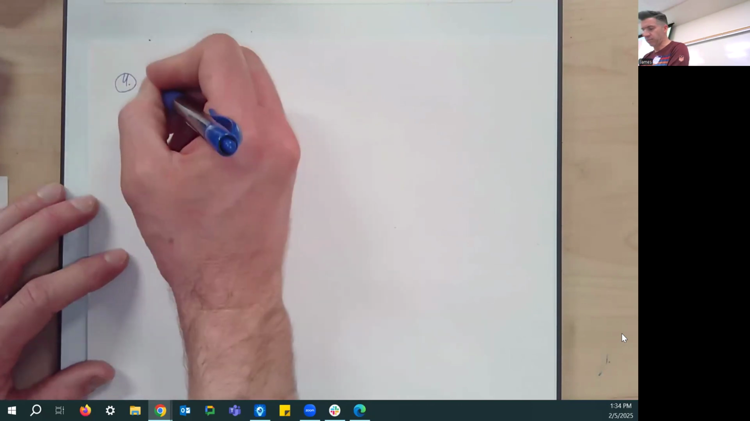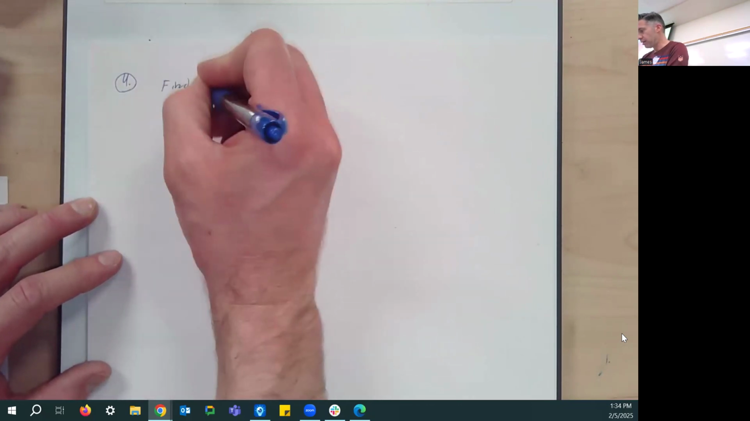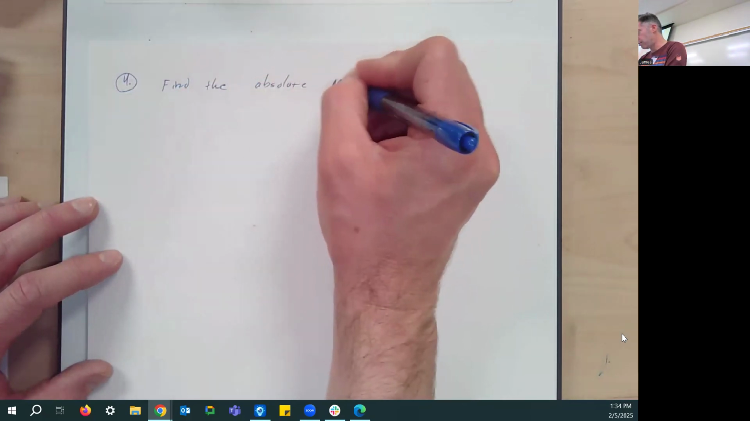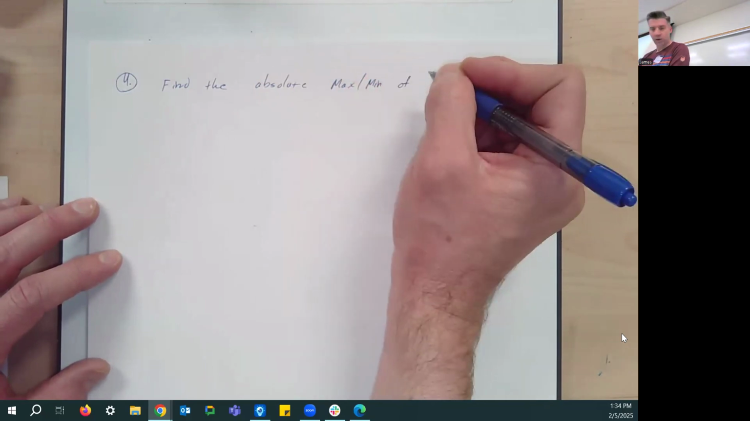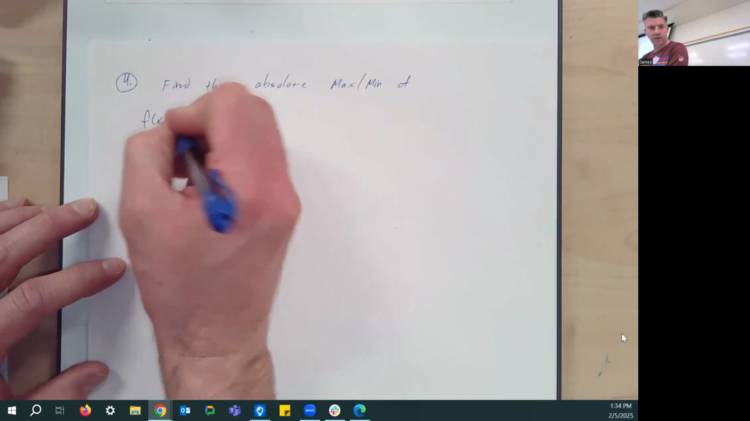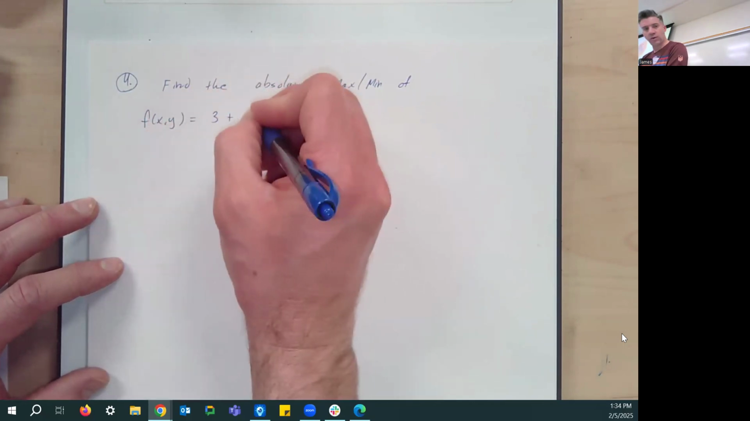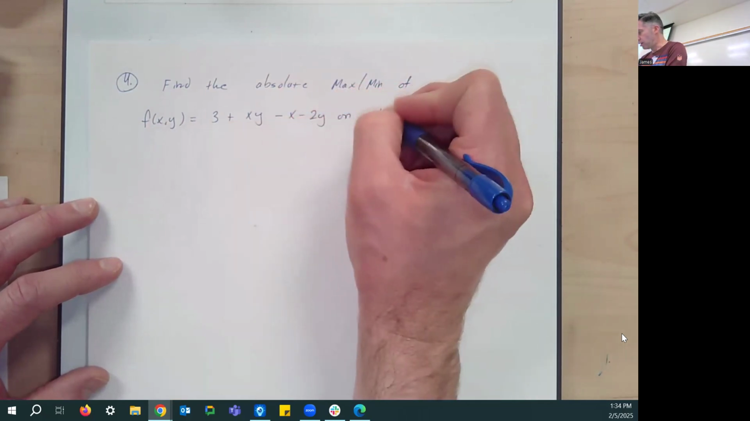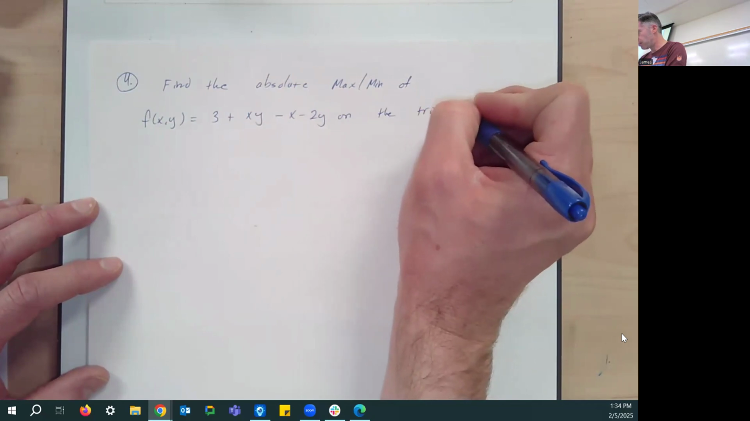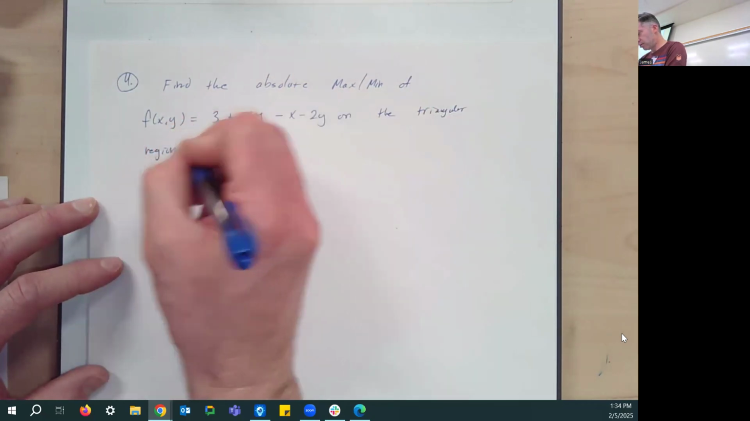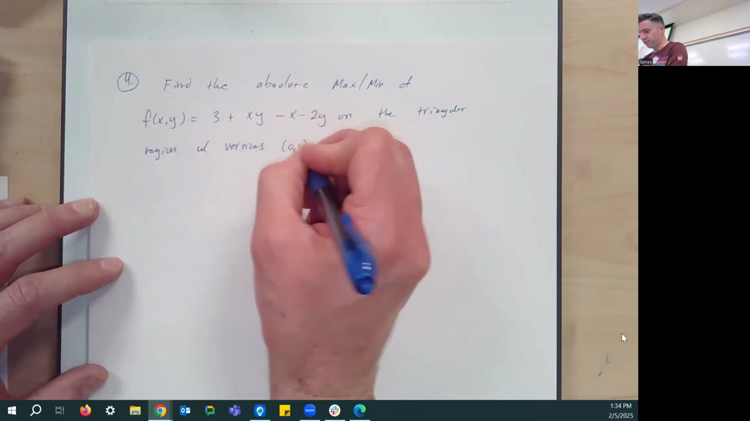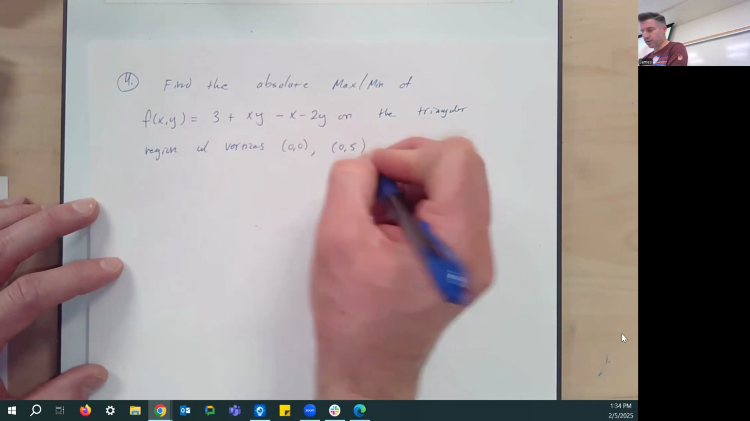So here's the problem we want to do. And this is absolute max, absolute min. So find the absolute maximum and minimum of the function f of x, y equal to 3 plus xy minus x minus 2y on the triangular region with vertices (0, 0), (0, 5), and (5, 0).